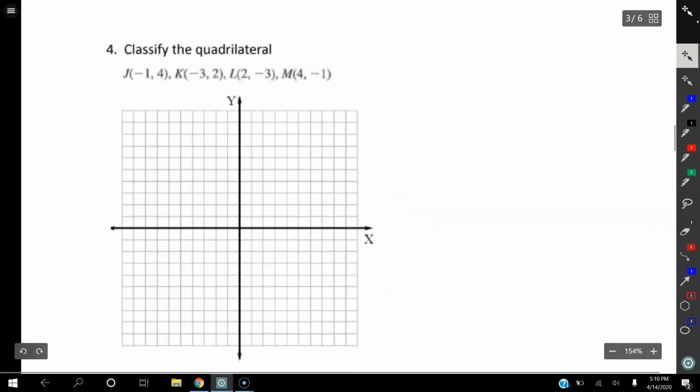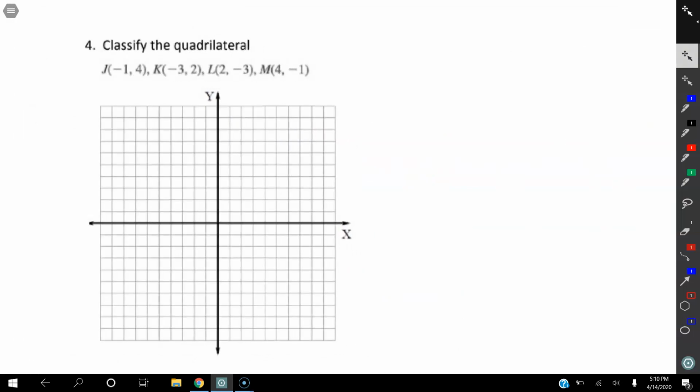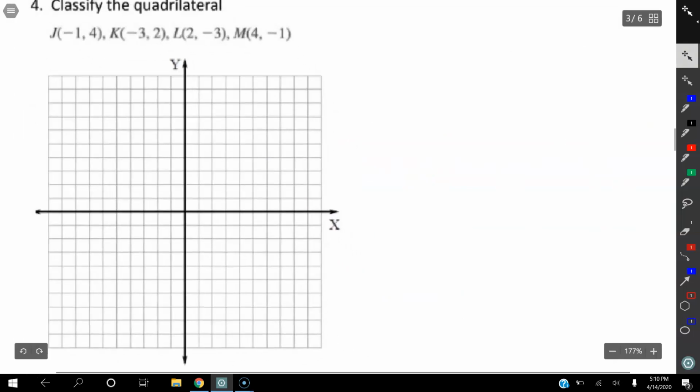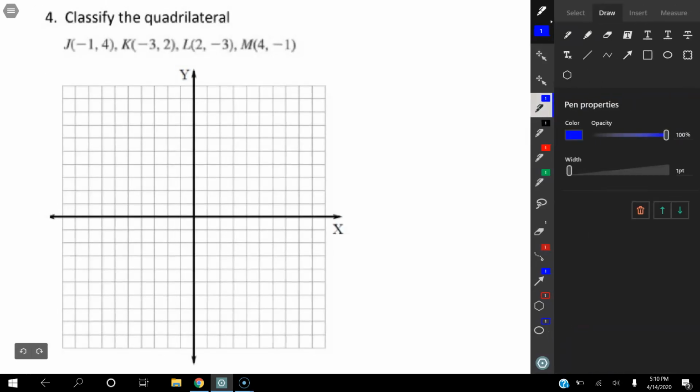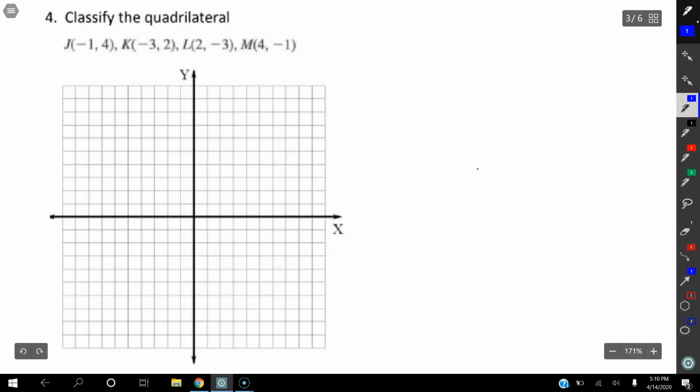Number four, shrink this down just a little bit. All right, classify this quadrilateral. So I know it's got four sides. Well, let's put some points on here and try to figure out exactly where it is. So J is at -1, so left 1, up 4. K is at left 3, up 2. So that's J, that's K. L is at 2, -3. So there's L. And M is at right 4, down 1.